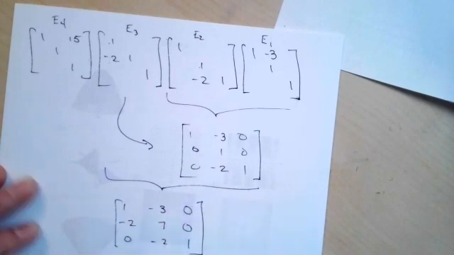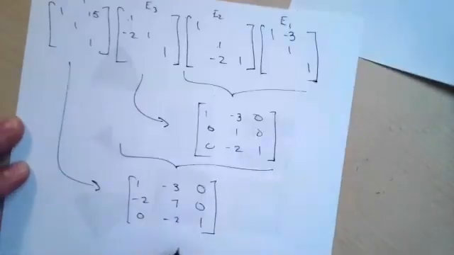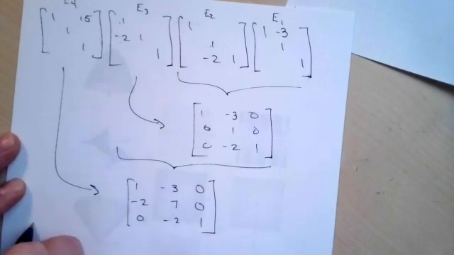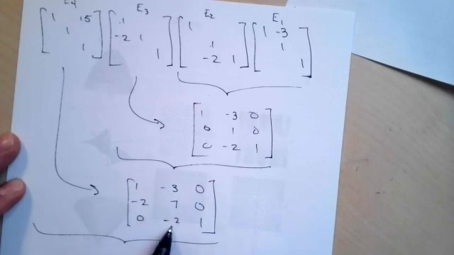Third row doesn't change. And then our last one, now I've got 15 times row 3 added to row 1. So row 1 is going to change. Luckily, that first entry is not different. We will have negative 15, and 3 is negative 33. And then we've got 15 and 0. So minus 2, 7, 0, 0, minus 2, and 1. And so that's our P. Oh, sorry, I was off screen there.